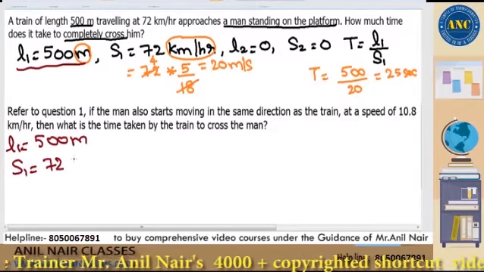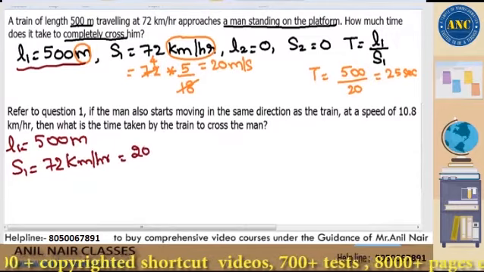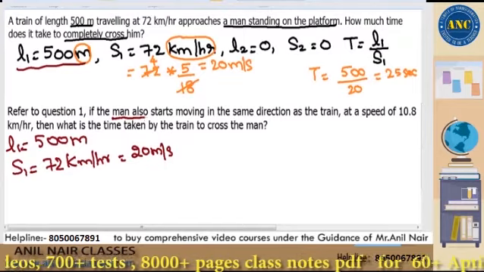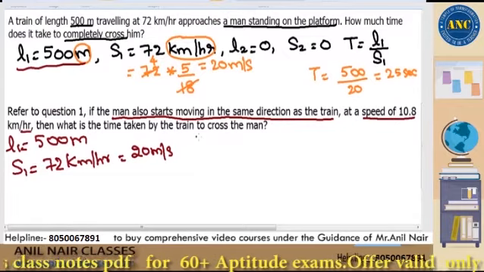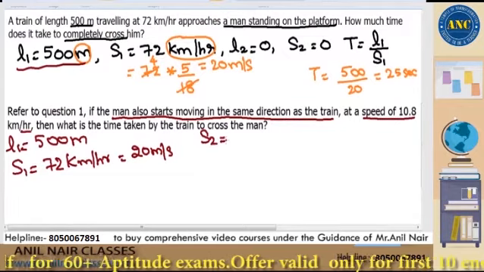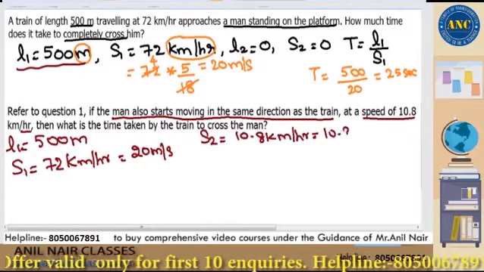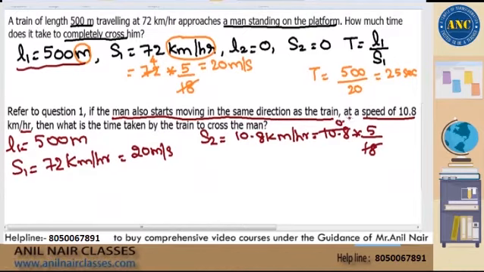So L1 is 500, S1 is 72 kilometers per hour, which is 20 meters per second. Next, continue the question. If the man also starts moving in the same direction as the train at a speed of 10.8 kilometers per hour, the speed of the second body is 10.8 into 5 by 18. 18 into 0.6 is 10.8, so 5 into 0.6 is 3 meters per second. The man also starts moving in the same direction.